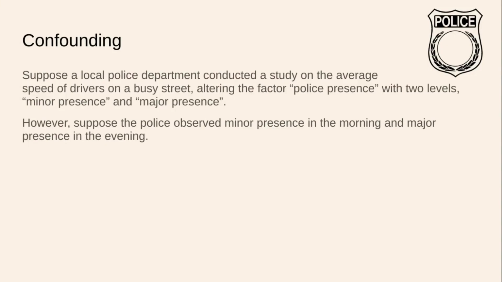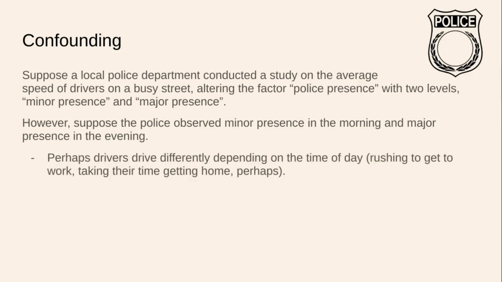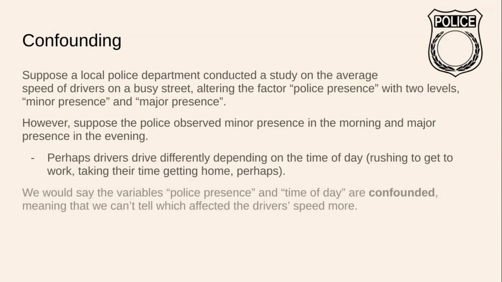This opens up a can of worms, does it not? Perhaps drivers drive differently depending on the time of day. Perhaps they're rushing to get to work. Perhaps they're taking their time getting home. Perhaps they're rushing home and taking their time getting to work. I don't know. But we would say the variables police presence, which may have some effect on the speed of drivers, and also time of day, which may have an effect on the speed of drivers, are confounded, meaning that they are 2 variables and we can't tell which actually affected the driver's speed more.